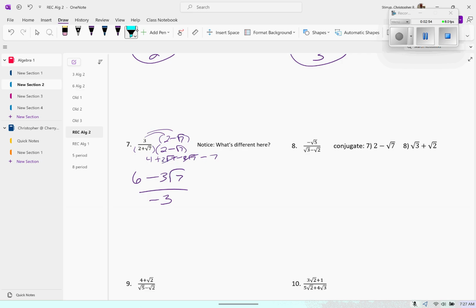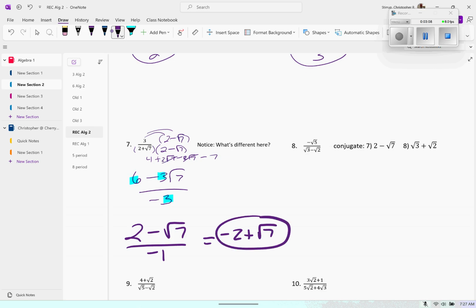Now, something I want you to see. 3 divides into everything, okay? So that's going to give me 2 minus root 7 over negative 1. So change that to negative 2 plus root 7 to make it not a fraction. So this basically comes up here and here. Okay, so the conjugates are the opposite value.